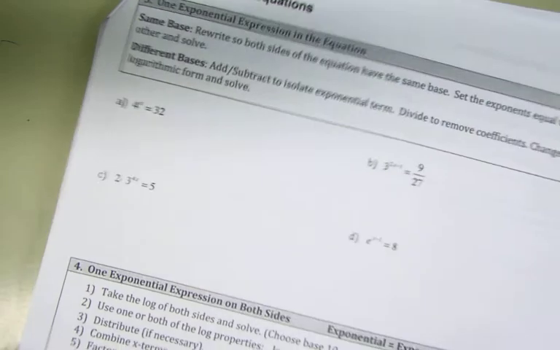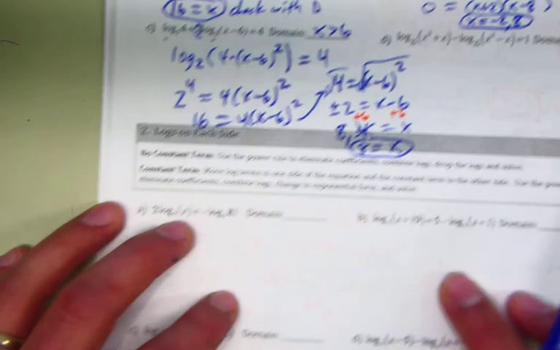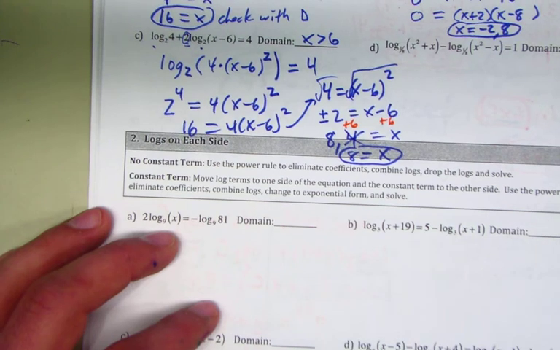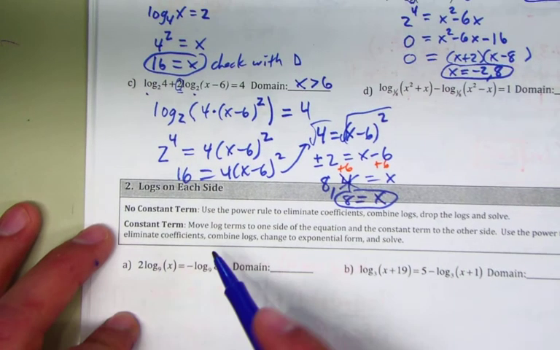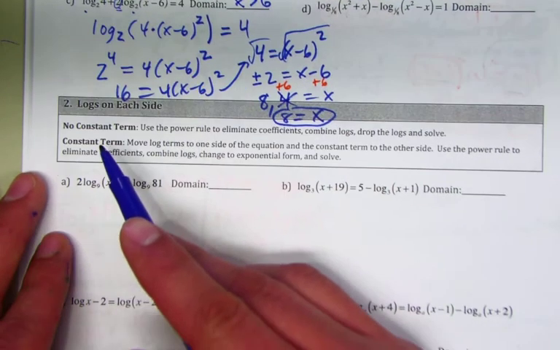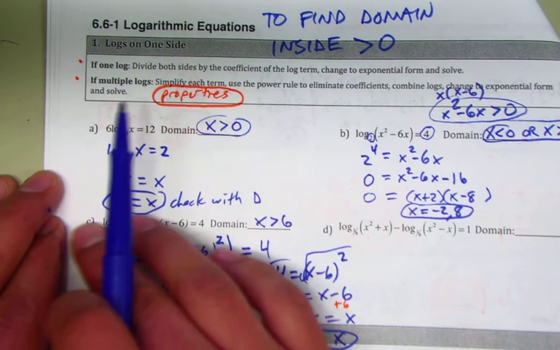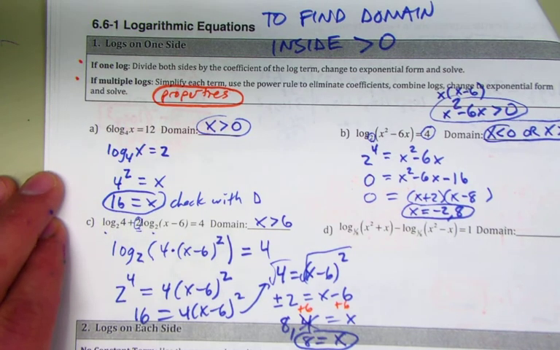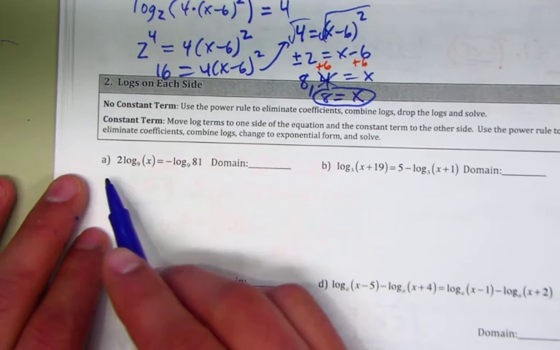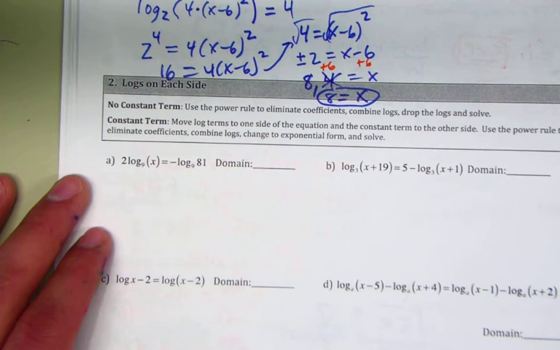Okay. Let's just do a couple of these, and I think we're going to call it a day. So now we're going to look at equations that have logs on both sides. Here we focused on we have a log on one side, we have a few different logs on one side. Here we have logs on both sides.